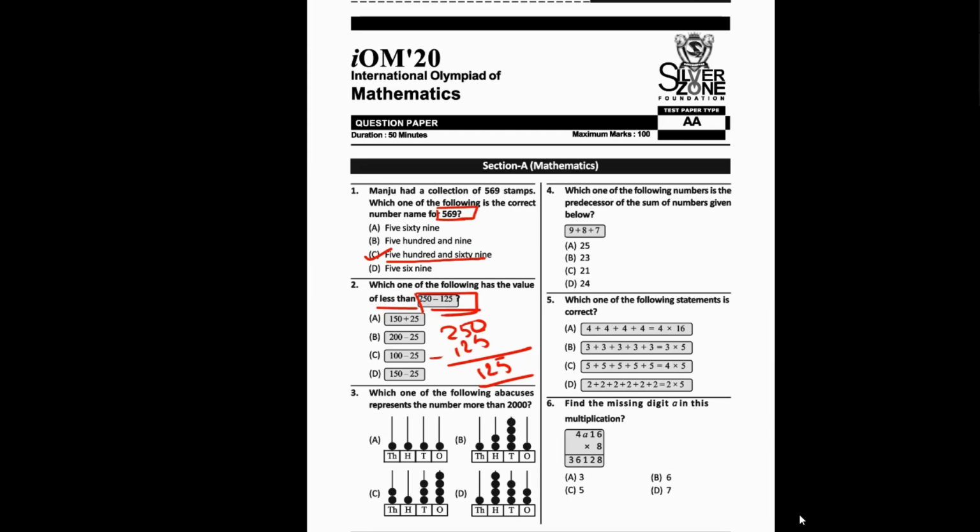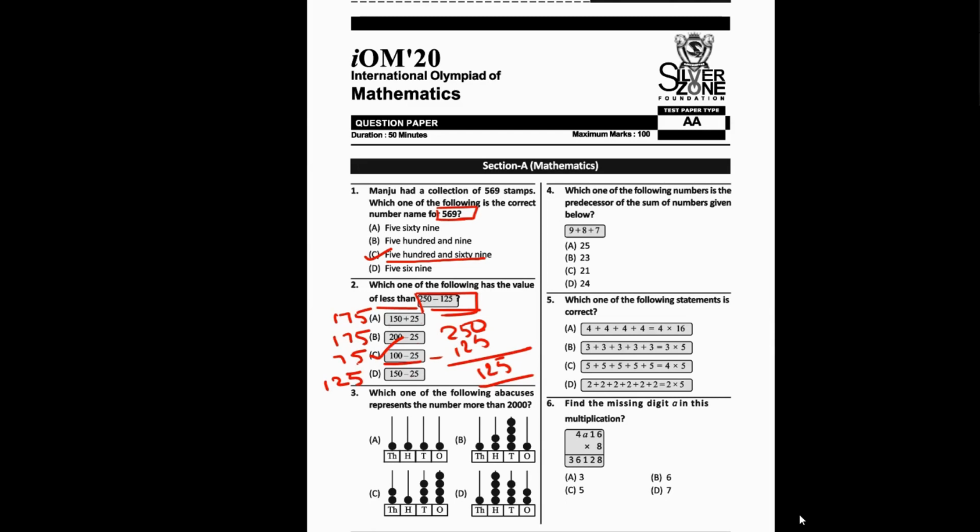So if you check this one, 150 and 25, that's 175. If you add them up, 200 minus 25 is again 175. 100 minus 25 is 75. And 150 minus 25 is equal to 125. The question says less than this. So less than 125 is 75. So option C is my answer.